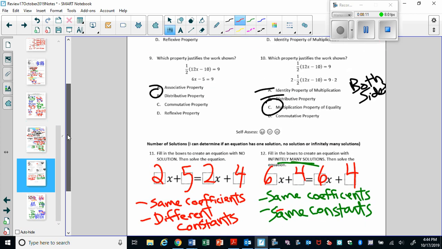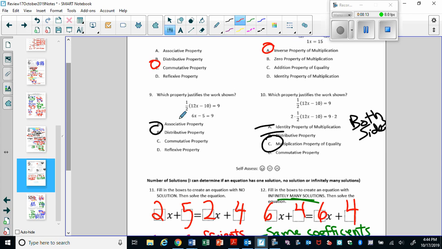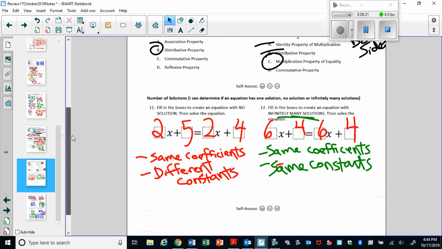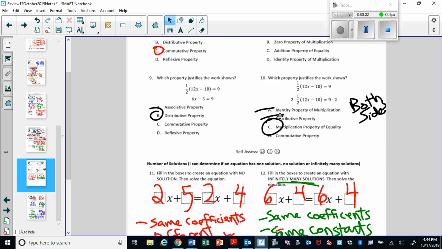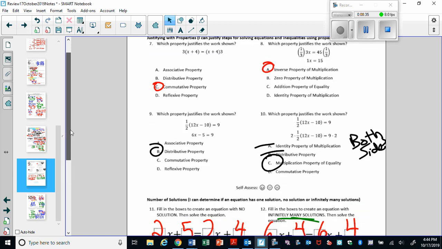Page 9, all the problems we did in class. Properties, again, check your properties. And then with no solution, same coefficient, different constants. Here, same coefficient and same constant, infinite number of solutions. Again, back to the properties I wanted to mention. If it's a property of equality, that means something happened on both sides. Whereas here, just one side changed, or here, it's just a switch of the order.